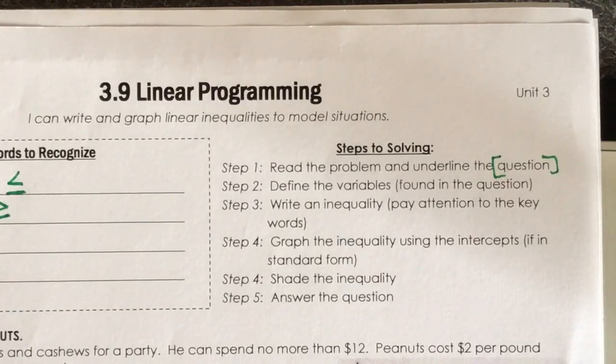Then once you write your inequality, you're going to graph the inequality. Our inequalities are going to be written in standard form. So we're going to graph using the x and y intercepts, then shade appropriately, and then answer any of the questions that go along with it. So we're going to look at 3 examples, and then there is going to be a quick check that you're going to complete to go along with linear programming. And then to end this unit, you've got a review and then a test.